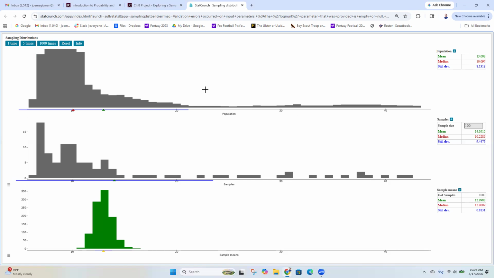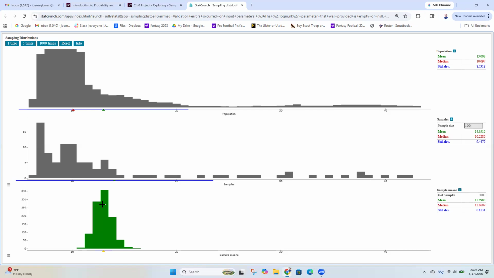Now, at 30 is when we started to see that it was normal, right? And 30 is going to be our cutoff. 30 is going to be what the central limit theorem says. You want to make sure your sample size is bigger than that. So I can't just take two people because that was still skewed. The bigger your sample size, the more accurate you will get, but 30 is kind of the cutoff.